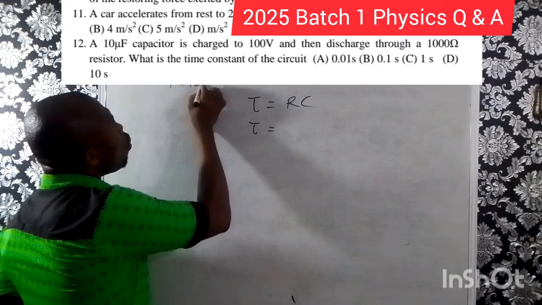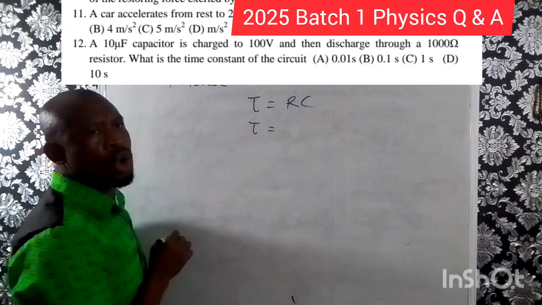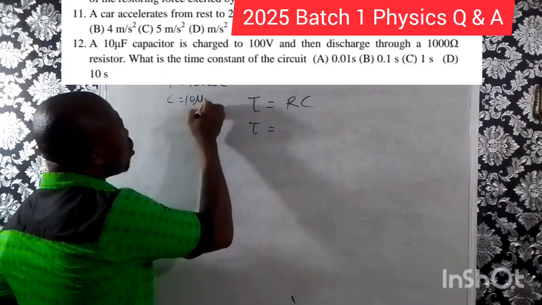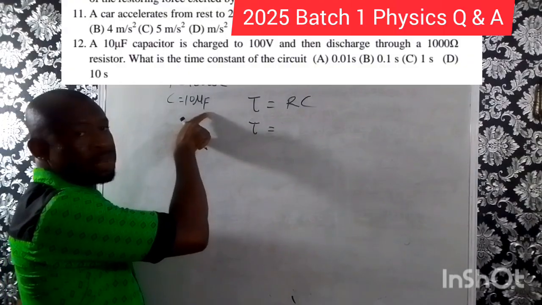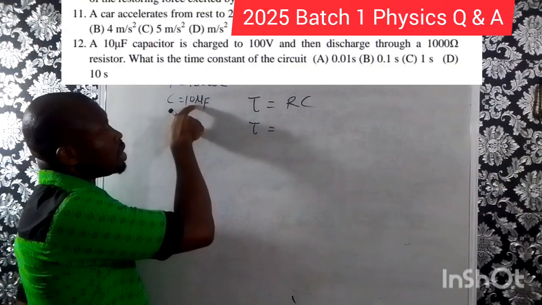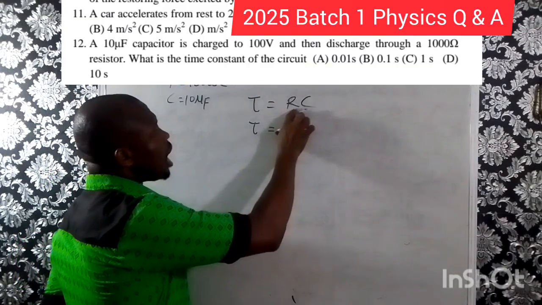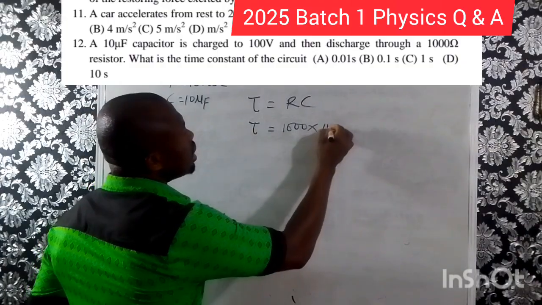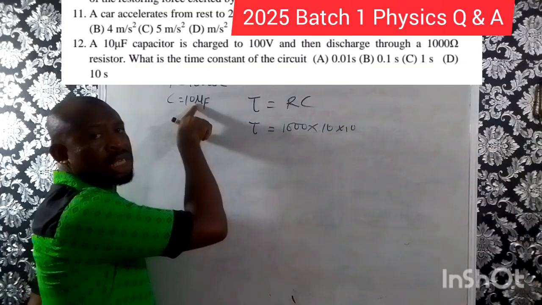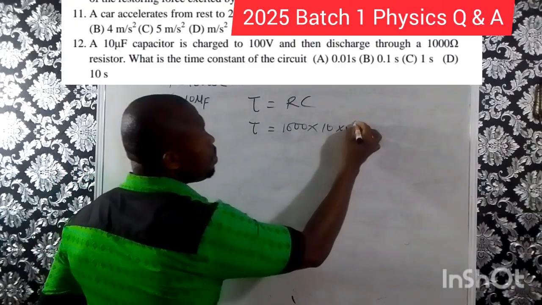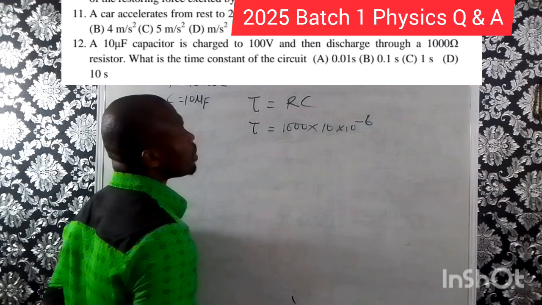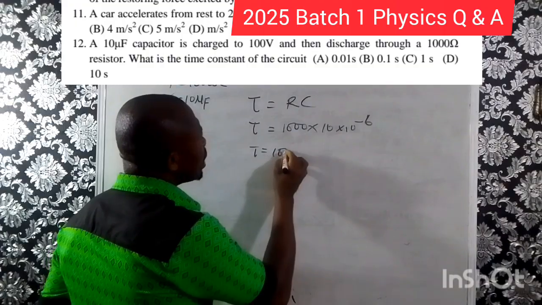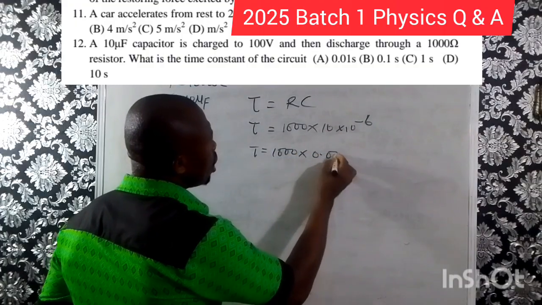From what we are given, the resistance is 1000 ohm, and the capacitance is 10 microfarad. Remember this micro here, you must take care of it. If you substitute straight, we have R is 1000 multiplied by C. C is 10 times 10 raised to power minus 6, because of this microfarad. Which will give us that tau is 1000 multiplied by 0.000010.